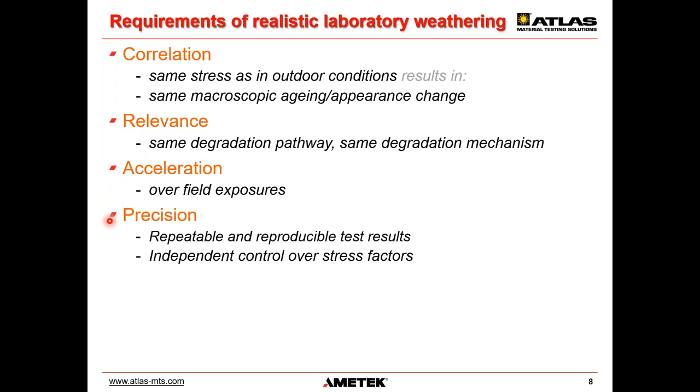Precision is the last comment. We want to have repeatable and reproducible test results, and typically the precision is how narrow the fluctuation, plus or minus, of all the independently controlled test parameters is. At Atlas, we focus on keeping those tolerances very narrow. We also focus on the uniformity of all stress parameters inside the test chamber, that this is as high as possible at every location in the test chamber, so that you have reliable and repeatable test results.